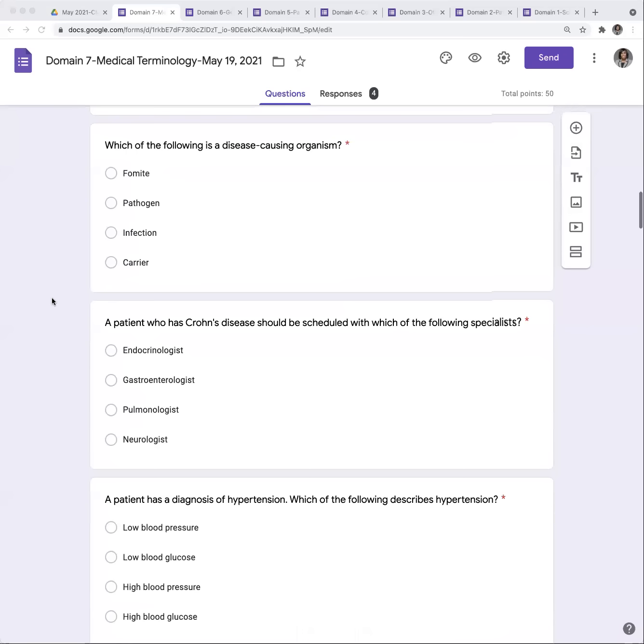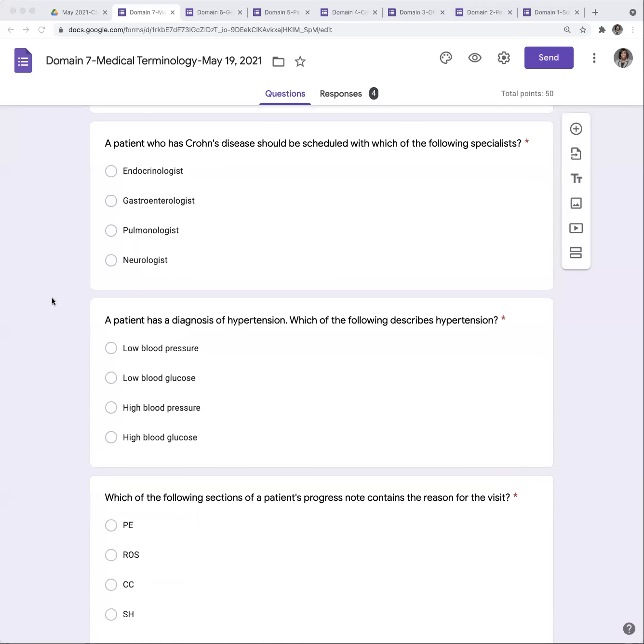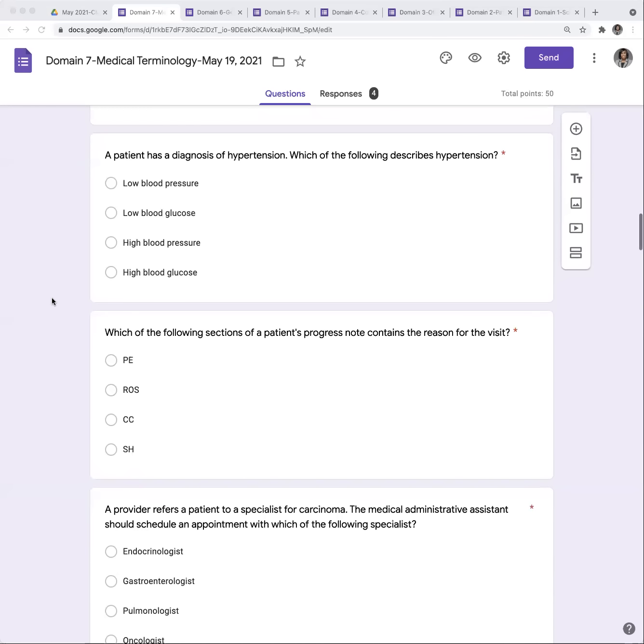All right. Which of the following is a disease-causing organism? A pathogen. Patient has Crohn's disease, should be scheduled with which of the following specialists? Gastroenterologist. Patient has hypertension. Which word describes hypertension? High blood pressure. Here's something else. Don't read so fast that you skip a word, like high blood pressure versus high blood glucose.